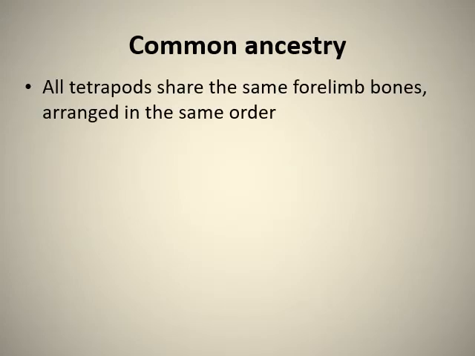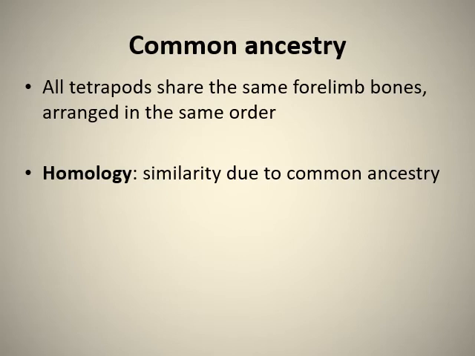Okay, so when we're talking about common ancestry, again, we're going back to the very first ancestor, and everything after that is going to share lots of similarities. And it's, again, that whole idea of descent with modification, that all living things are related. So with common ancestry, specifically when we're talking about tetrapods, we know that they share the same forelimb bones and they're arranged in the same order.